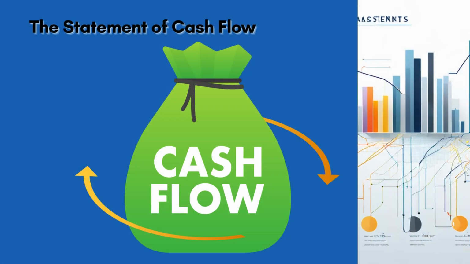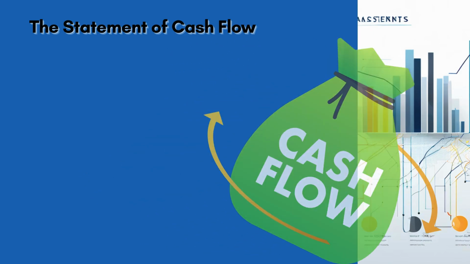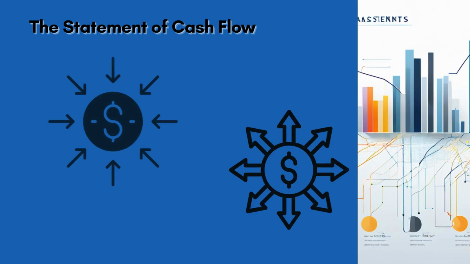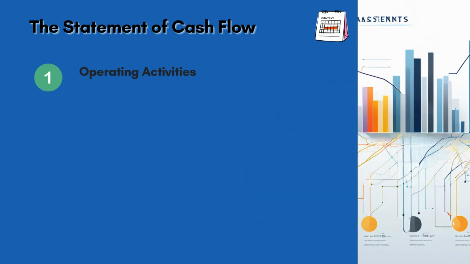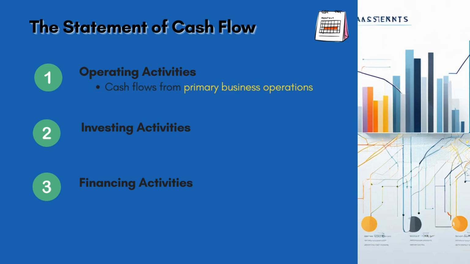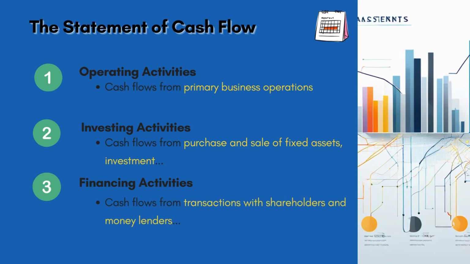This statement provides information about the cash inflows and outflows over a specific period. It helps us understand how the company generates and uses cash, allowing us to analyze why the company's cash balance changes compared to the previous period end. The statement of cash flows consists of three main types of cash flows: operating activities, investing activities, and financing activities. These categories help us understand the sources and uses of cash within the company.